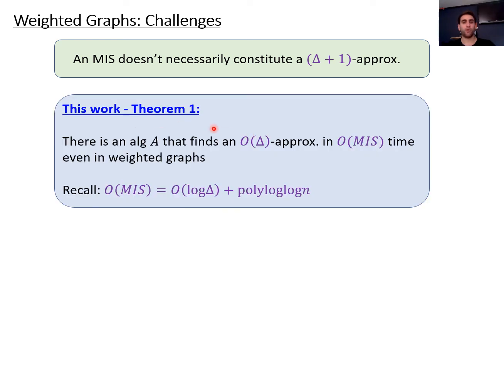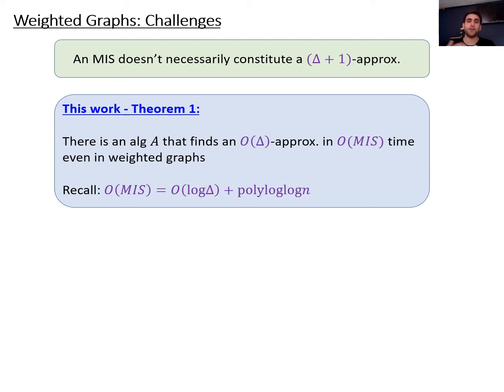We prove this theorem 1, in which we show that there is an algorithm A that finds an O of delta approximation in O of MIS time. So even though a maximal independent set doesn't necessarily constitute a delta plus 1 approximation for maximum weight independent set, there is an algorithm A that runs in O of MIS time that finds an O of delta approximation. So now, following this theorem 1, we're back to the starting point as in the unweighted case, because we have an algorithm that runs in O of log delta plus polylog log n rounds that finds an O of delta approximation. So if delta was small, let's say that delta was O of log n, then we would be done. But unfortunately, delta can be as large as n.